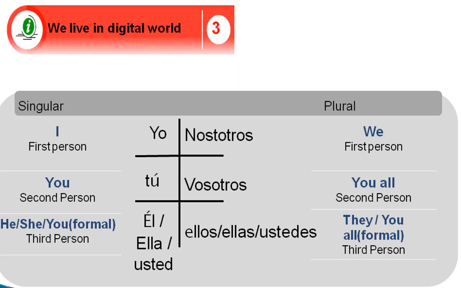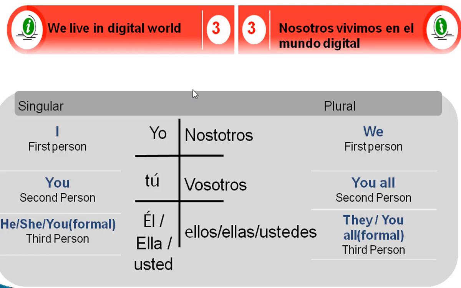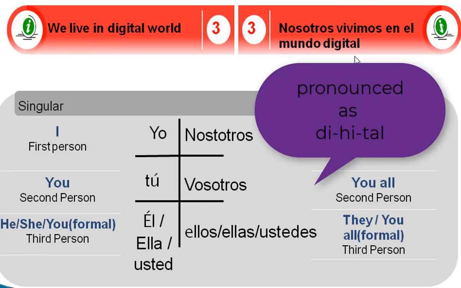Another example. We live in a digital world, the reality of today's life. We are talking about we live, the nosotros form, so vivimos. World is mundo, and digital we can say, except for the pronunciation, is digital. So nosotros vivimos en el mundo digital. Nosotros vivimos en el mundo digital.